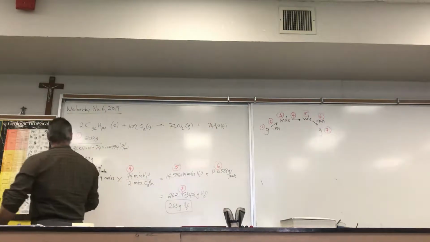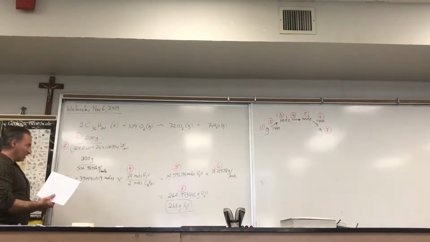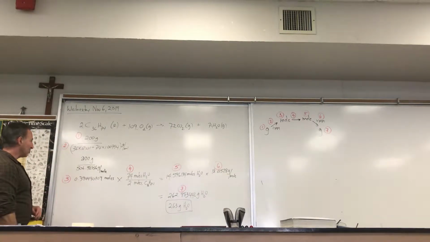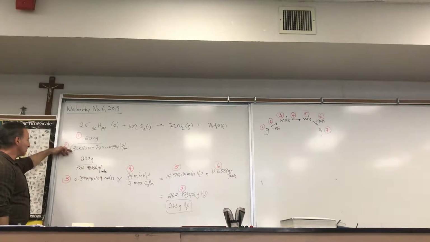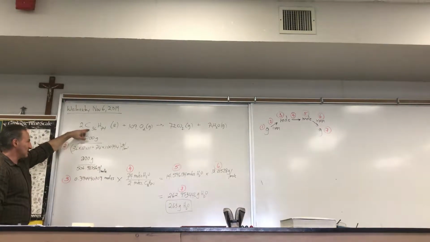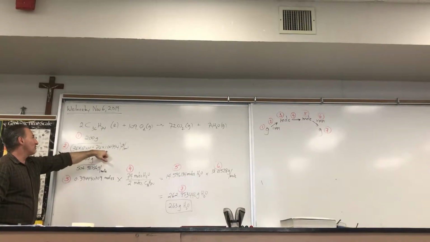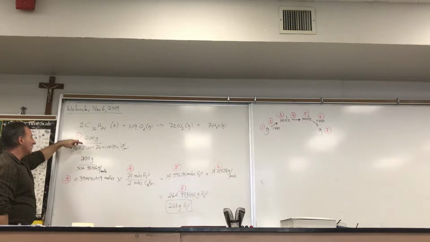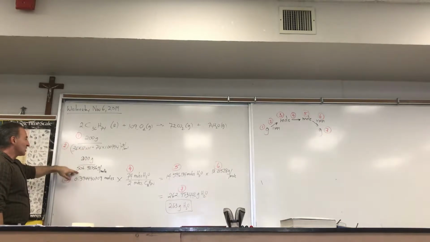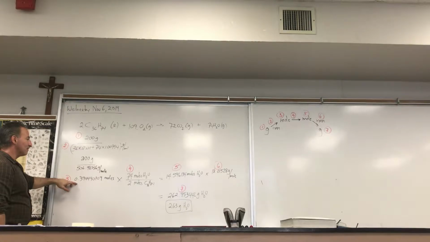We're told in the problem that there's 200 grams of hexatriacontane, that it burns completely in the presence of oxygen. So what we do first is divide by the molar mass of this substance, hexatriacontane. So there's 36 carbons, 74 hydrogens. 200 grams divided by 506 grams per mole gives you 0.39 moles of hexatriacontane.